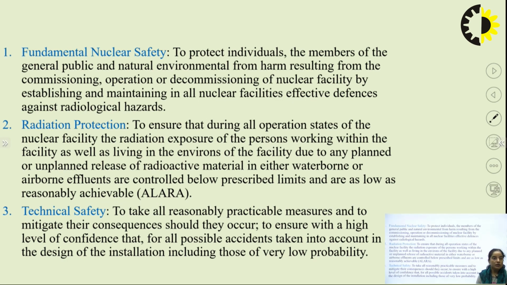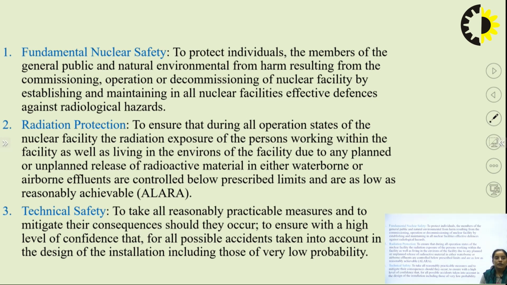So these are the fundamental nuclear safeties: to protect individuals, members of the general public and the natural environment from harm resulting from the commissioning, operation and decommissioning of a nuclear facility, by establishing and maintaining all nuclear facilities in an effective way. First is to protect general public health and the natural environment from radiological hazards. There should be effective defense against radioactive hazards.